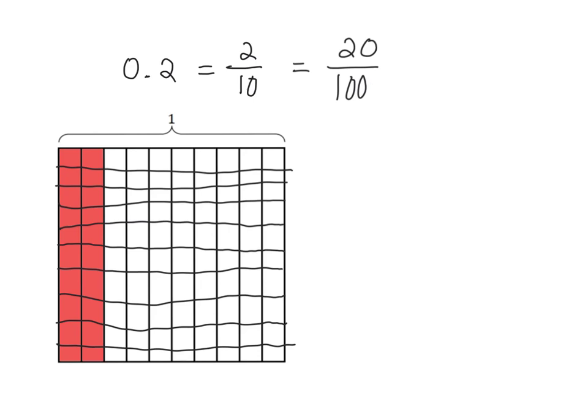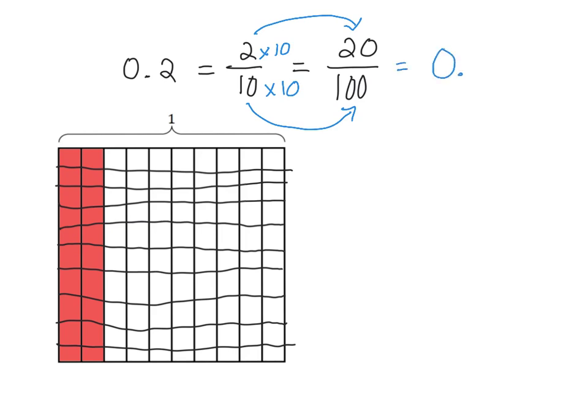So basically, what did we do to the numerator and to the denominator? What did we multiply 2 by to get 20? Well, we multiplied by 10. And 10 times 10 gets us to 100. So there was one way of finding an equivalent fraction. So what does 20 over 100 look like as a decimal?